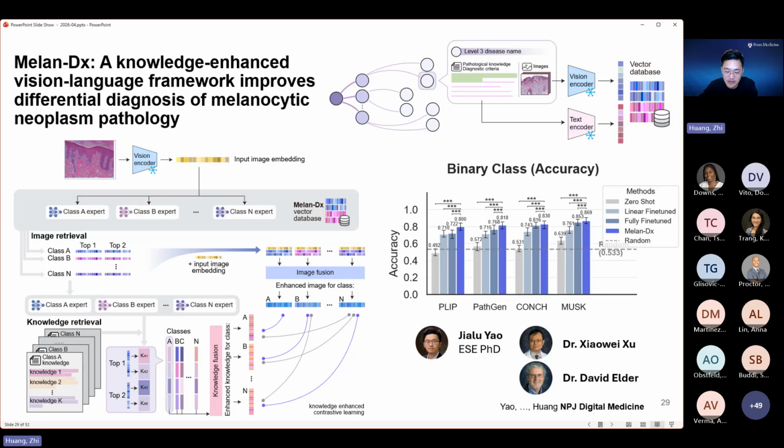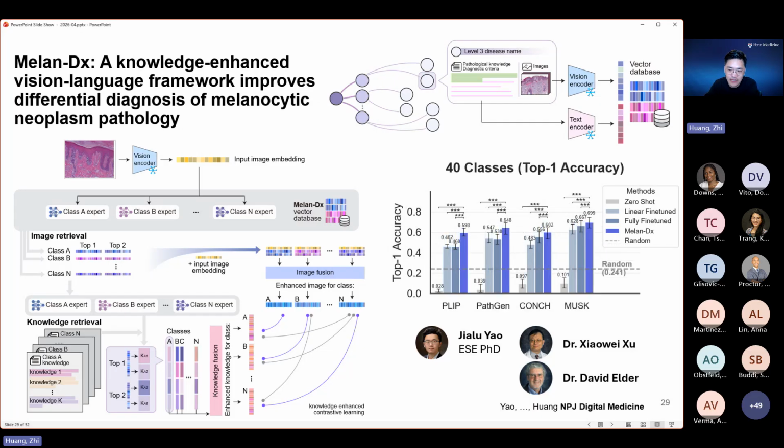Partially the reason our MelanDX is much better is that we are the first study to incorporate pathology knowledge into the model training process. So our model handles not only the image and text, but also the knowledge description of every single disease. The binary classification task distinguishing whether this is malignant or not can reach as high as 0.87 accuracy. And the 40-class differential diagnosis can be quite challenging, especially when we want top 1 accuracy. The baseline pathology foundation model can be very poor, or even worse than the random majority vote. Linear fine-tuning and full fine-tuning are still suboptimal, but our MelanDX can reach up to 70% accuracy.